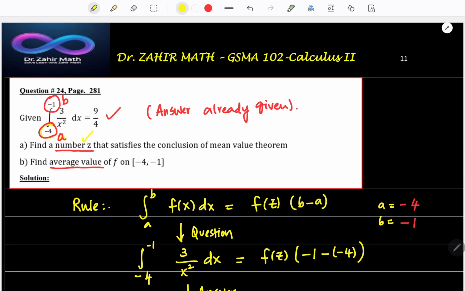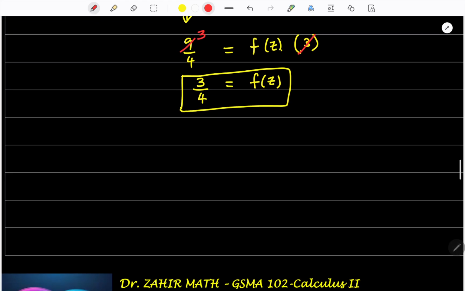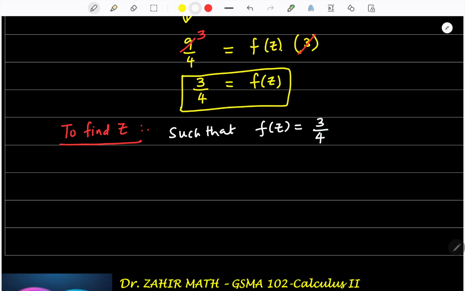Find a number z that satisfies the conclusion of the mean value theorem. What is the conclusion of the mean value theorem? Integral a to b f of x dx is equal to f of z times b minus a. So you need to find this z. Let's start the step to find z. What do I need to do? To find z such that your f of z is equal to 3 over 4.